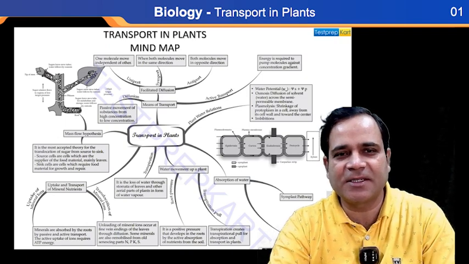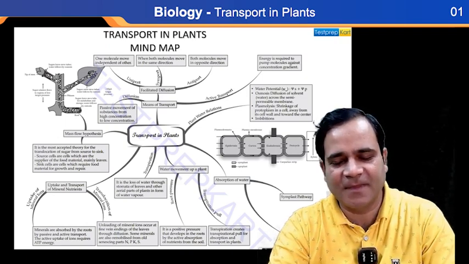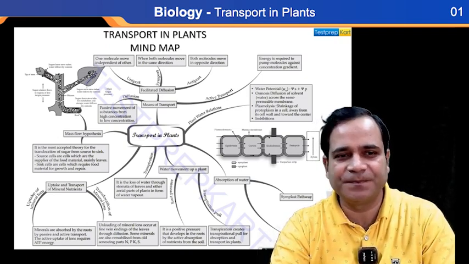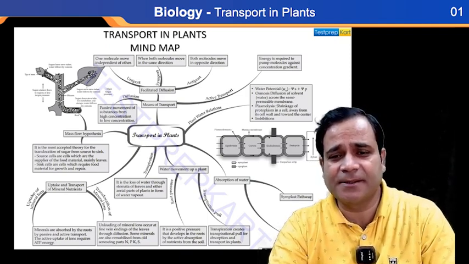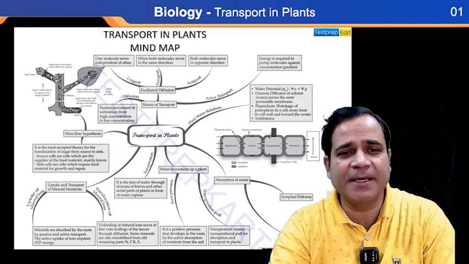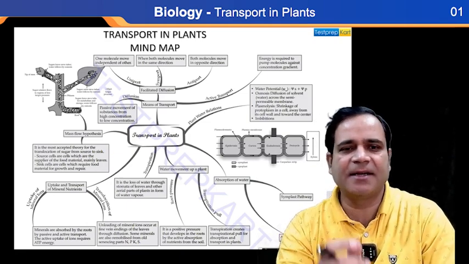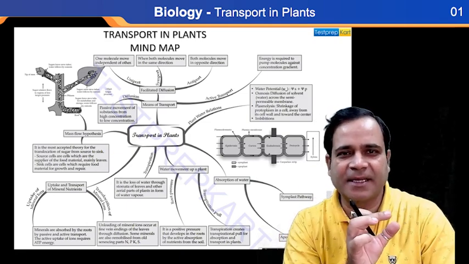So, my dear, I am going to start with something very interesting to know: transport in plants. Now, this is Unit 4. How do we start this mind map? This is very interesting to know. Let's see. First, you are seeing so many branches here. Am I right?